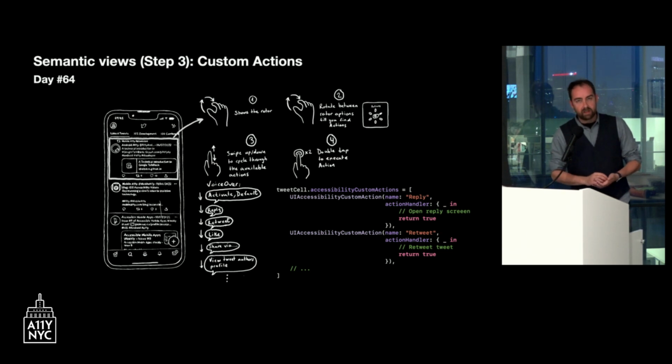When an element has actions, you can usually swipe up and down to rotate through those different actions. Then VoiceOver will start announcing all those, like activate, which is the default, reply, retweet, and once you hear the one you want to interact with, you double tap on the screen and it's done.